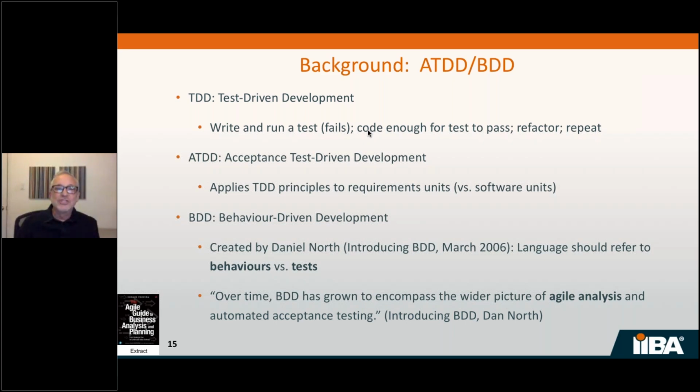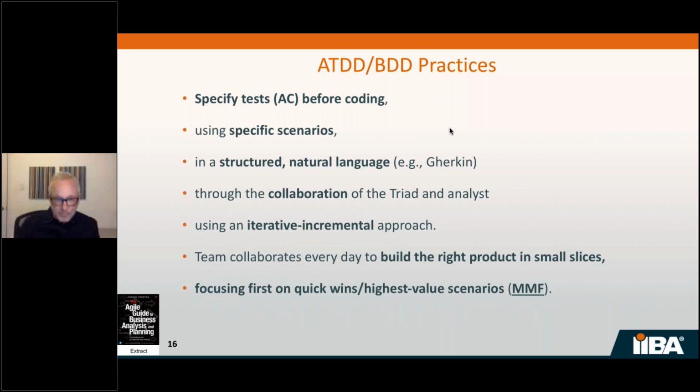So that was the original idea behind it, and over time, and this was way back still in 2006, BDD has grown to encompass this wider picture of agile analysis and automated acceptance testing. So a great overlap with what we're talking about today. So what does all this mean? If we could summarize everything that comes from these practices, focusing on what's important to us from a product ownership analysis point of view, this is what it means to be practicing ATDD and BDD.